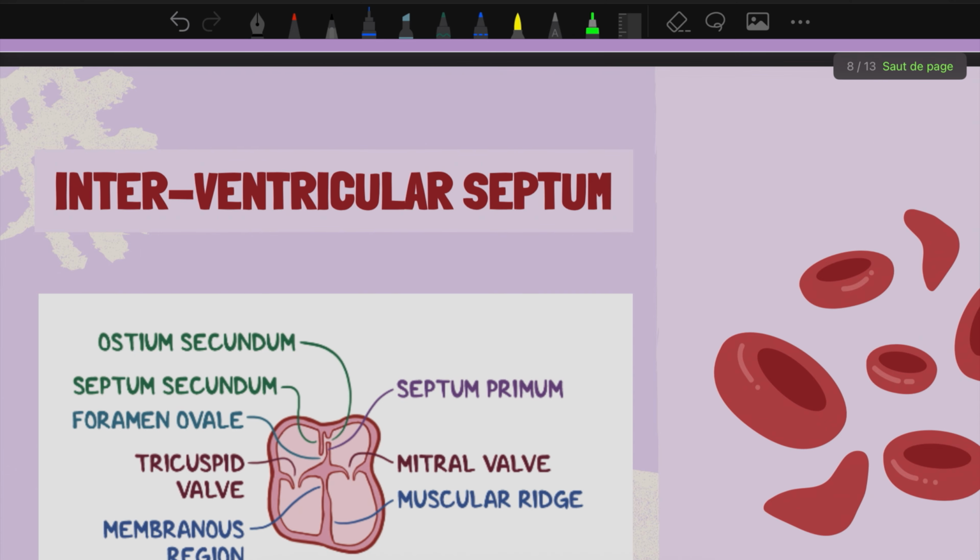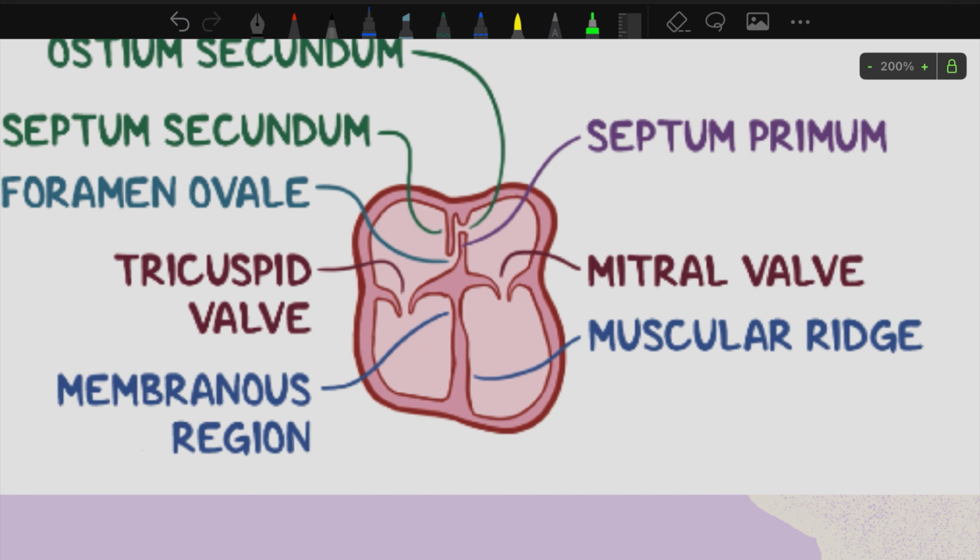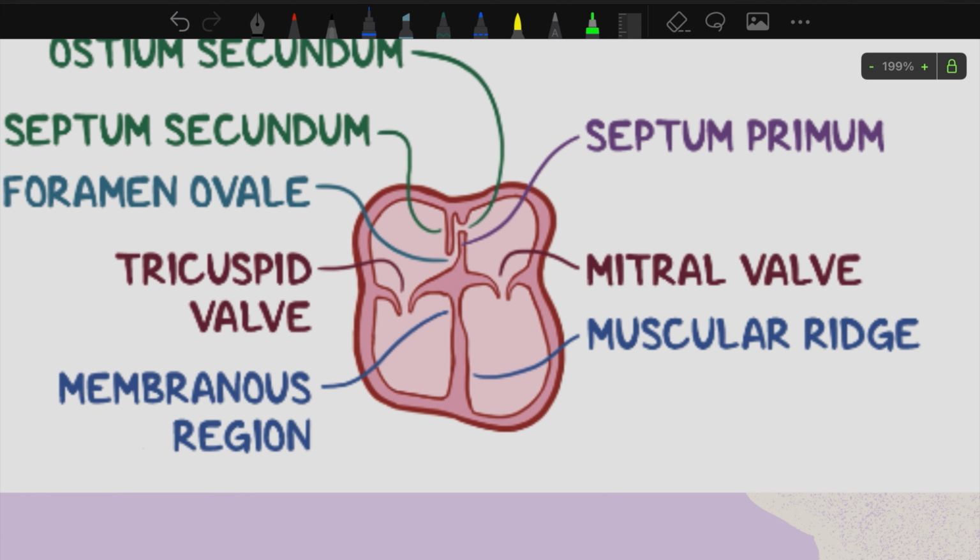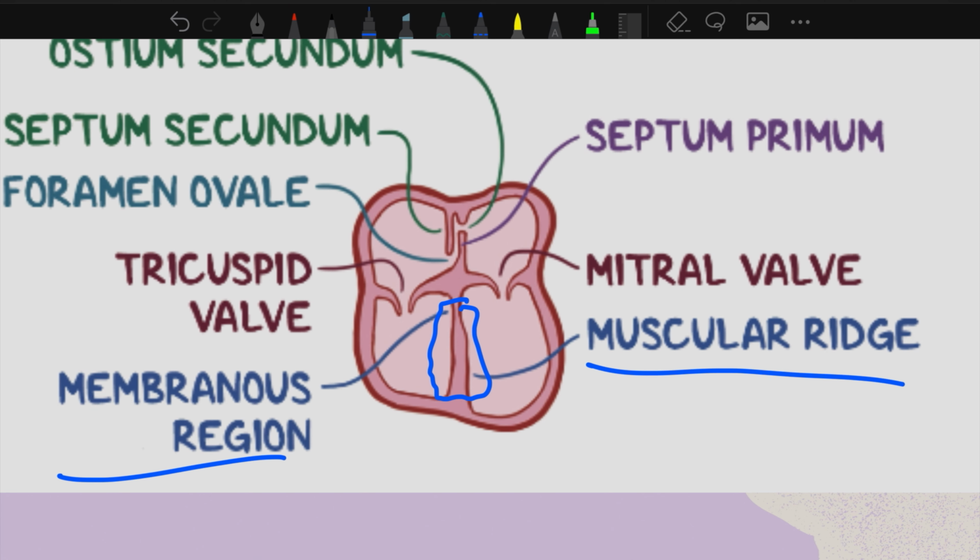And that's it for the interatrial septum. So now we'll be seeing the interventricular septum, which is way easier than the interatrial septum. All you have to know is that there are just two parts, or two regions, in the interventricular septum: the membranous region and the muscular region. This part is the membranous region, and the 2/3 of it will be the muscular region.